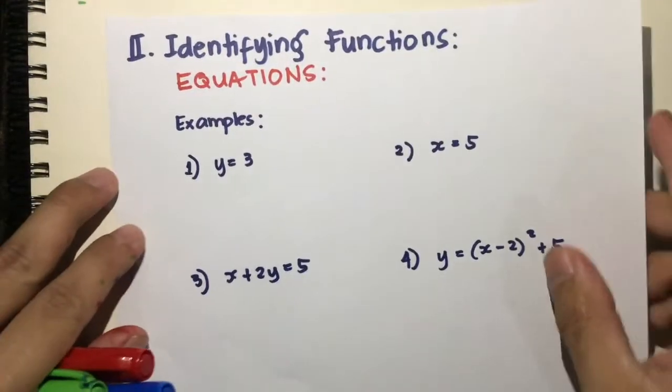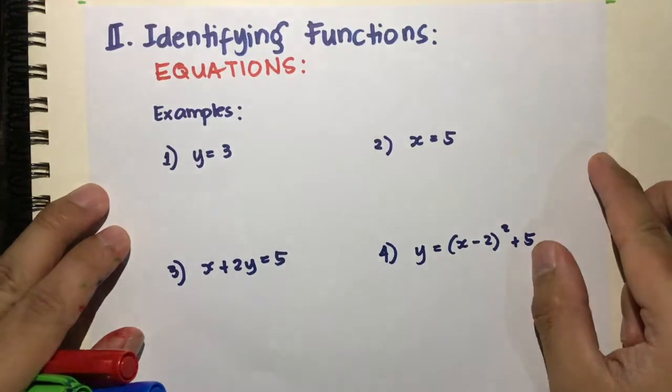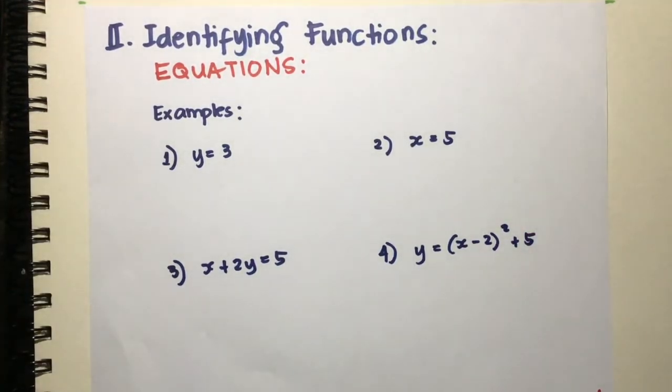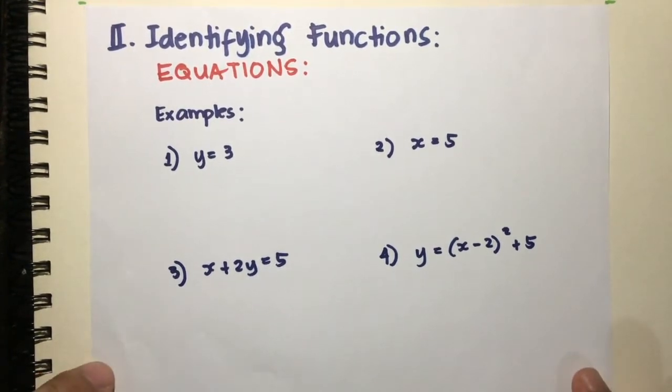This time, let's identify functions using equations. So this is a little bit tricky since we're not given ordered pairs. We don't know exactly what our x elements and y elements are, but let's learn from the characteristics of equations. Okay, let's begin with example number 1.